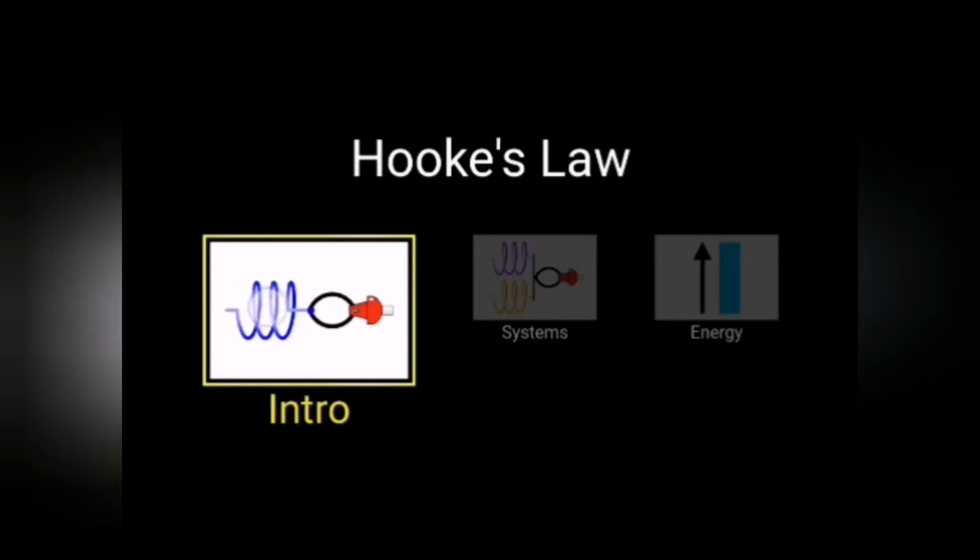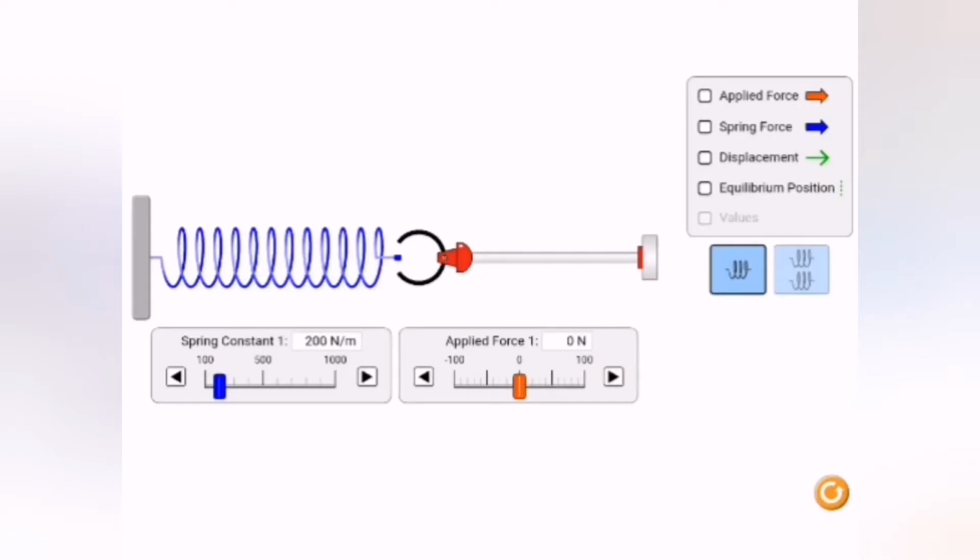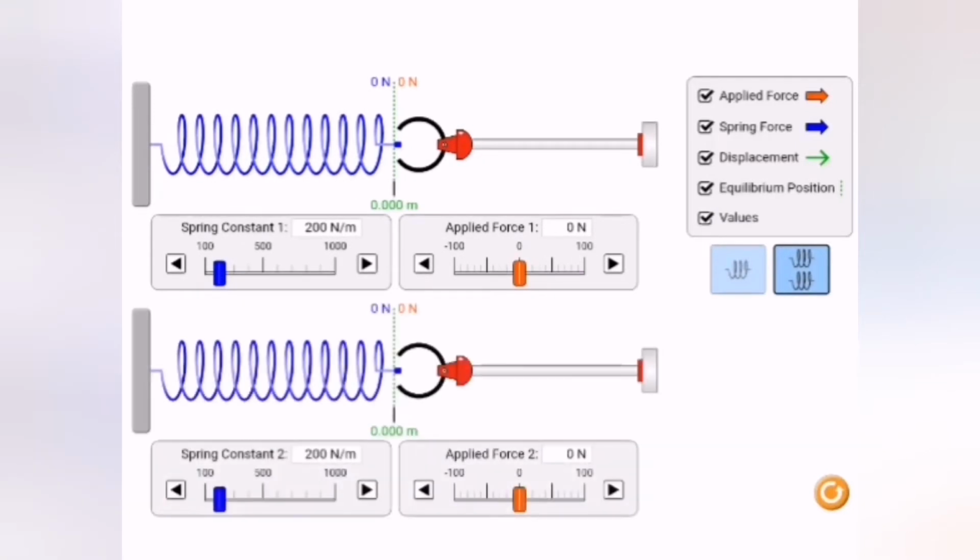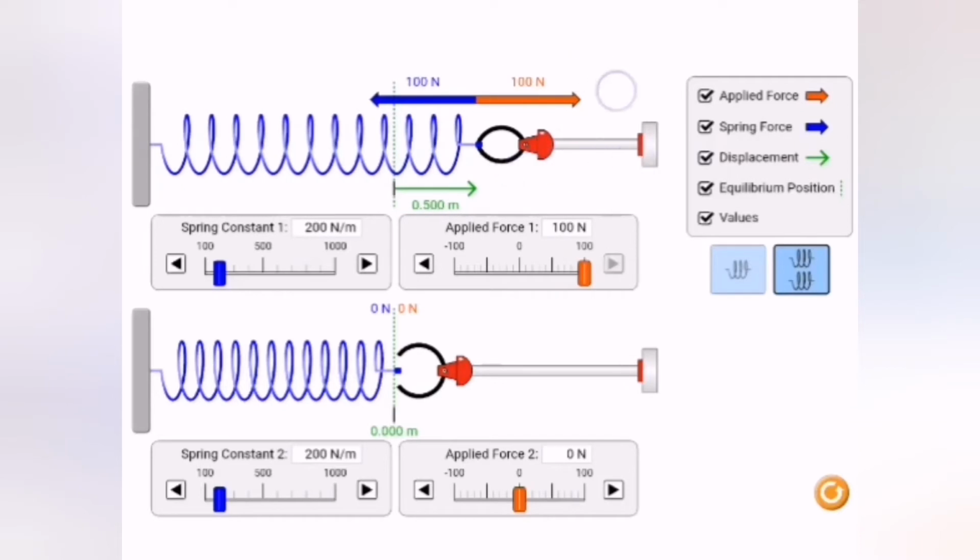Hooke's law. In the experiment, we are given the applied force, spring force, displacement, equilibrium position and value. The applied force is the orange arrow, this one. Spring force is the blue arrow, this one. Displacement is a green arrow, this one. Equilibrium is the green line, this. And the value is on the arrow and line, this one.